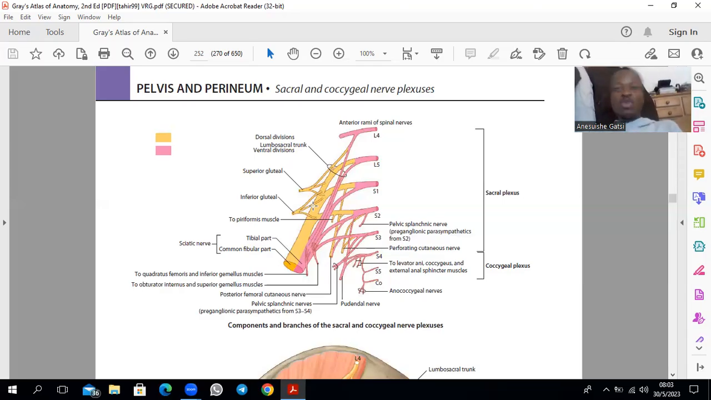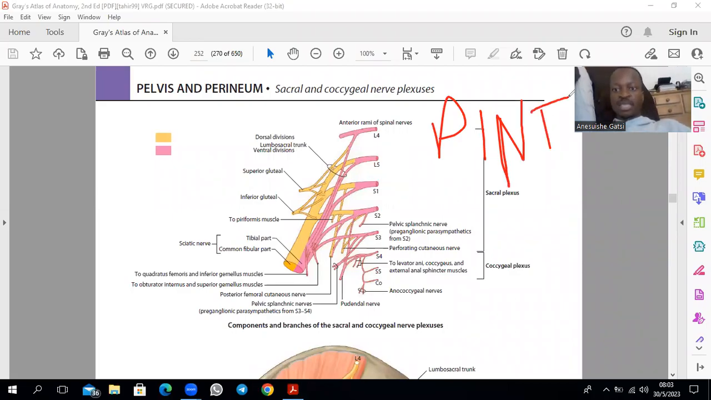And the mnemonic for things entering the lesser sciatic foramen, it's PINT. So there is the pudendal nerve. The I, it's the internal pudendal vessels. The N, it's the nerve to the obturator internus. Then the T is the tendon of that muscle, which is obturator internus. Right.